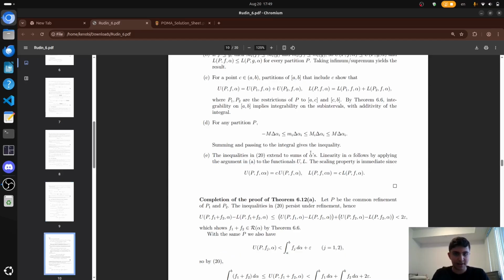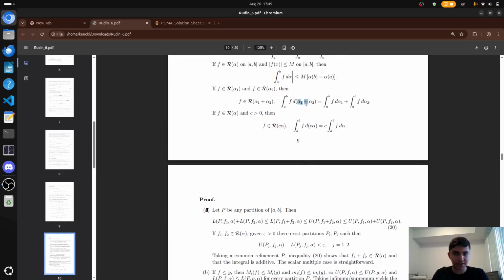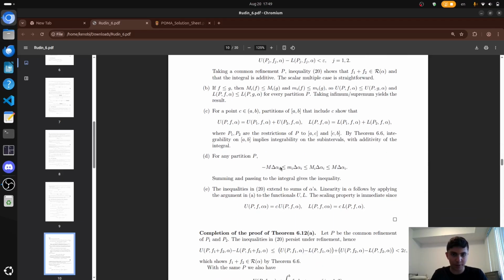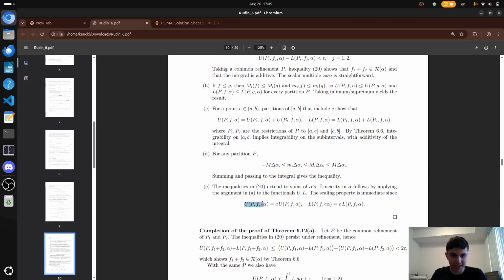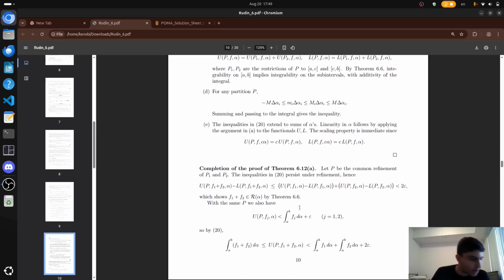And this works because it has linearity, basically. When you're adding 2 steps together, you can just expand the product and it just becomes an addition, right? And same thing for when you multiply it with C over here. And you can say that U(P, cf, alpha) is equal to c U(P, f, alpha), and L(P, cf, alpha) is equal to c L(P, f, alpha). Now, all right.